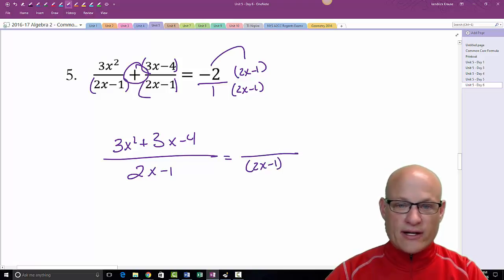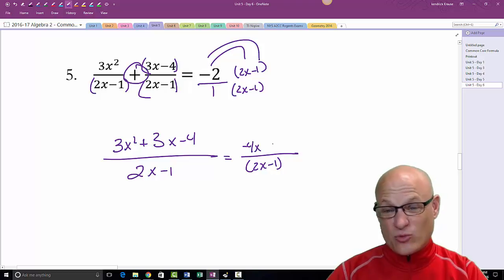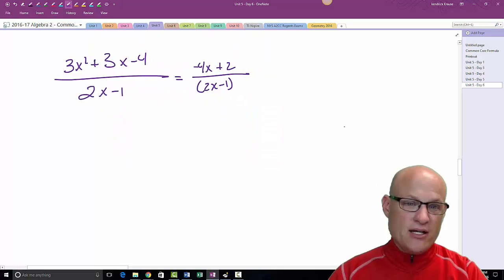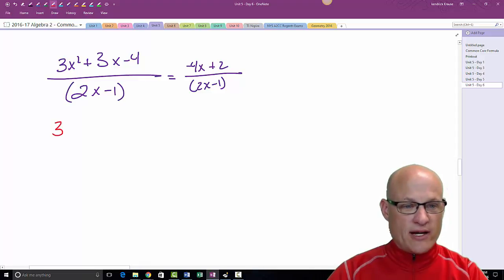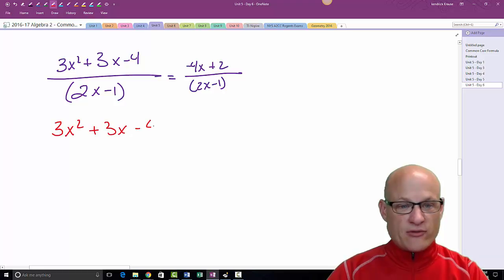Now the numerator I got to distribute, right? Negative 2 times 2x is negative 4x. And negative 2 times negative 1 is positive 2. Lots of places to make dumb mistakes there. All right. Well, now that the denominators are equal to each other, really all I got to do is set those numerators equal to each other and see what's going on. So 3x squared plus 3x minus 4 equals negative 4x plus 2. Let's bring these over. We're going to add 4x and subtract 2.